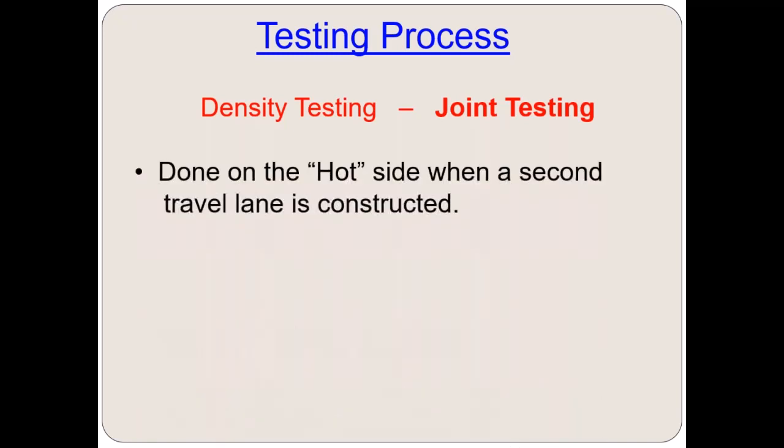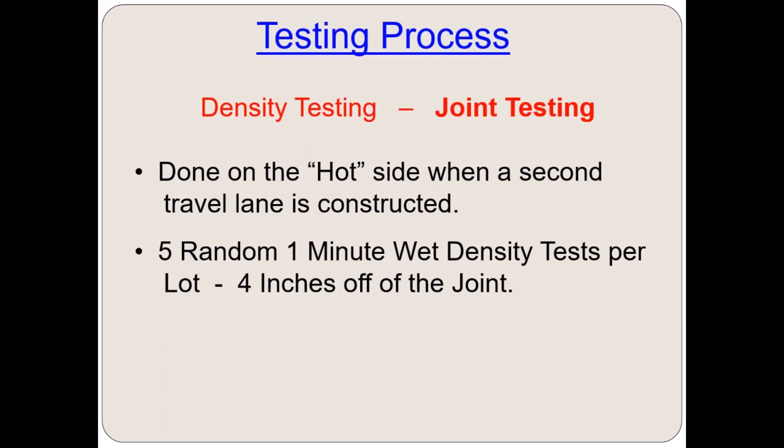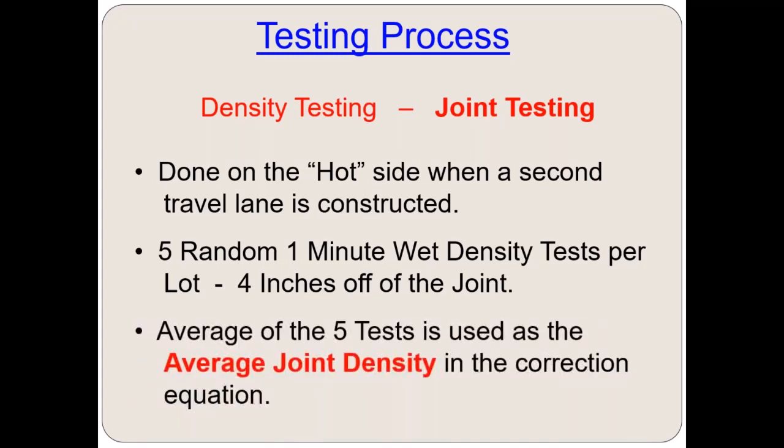Now, as we said before, we'll be doing joint testing on these projects as well. So if we're doing lot-by-lot testing with a joint, it's going to be done on the hot side when the second travel lane is constructed. It's going to be 5 random tests per lot, and we're taking these tests 4 inches off of the joint. That'll be 4 inches from the center line joint to the edge of the gauge. And we're going to average these 5 tests, and that's going to be our average joint density in the correction equation.